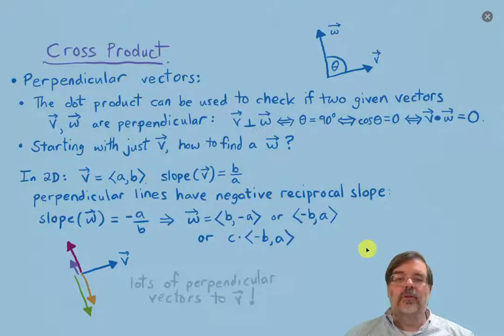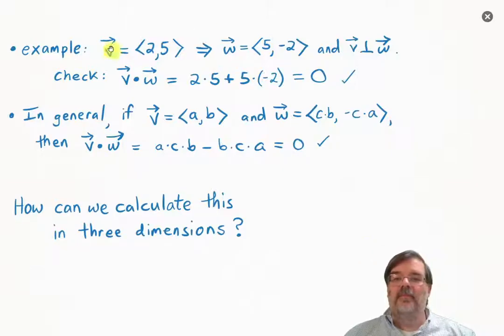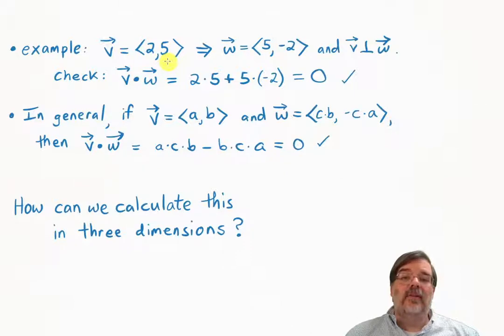Now let's think about three dimensions. Or first let's do a two-dimensional example, and then we'll talk about three dimensions. Let's say the vector v is 2, 5. A perpendicular vector will have negative reciprocal slope. So you can think of this almost as the negative reciprocal vector. Take the components and switch them and make one of them negative. So starting with the vector 2, 5, a perpendicular vector would be 5, negative 2.